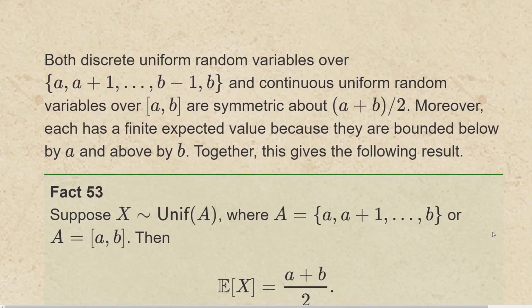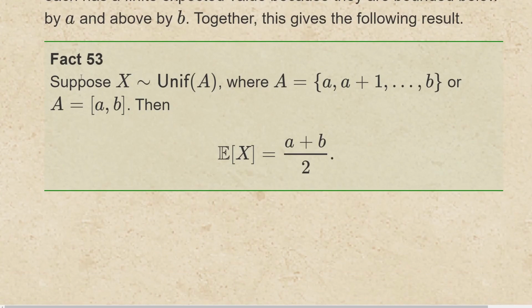Now both discrete uniform random variables over the integers from a up to b and continuous uniform random variables over all real numbers from a up to b are symmetric around the center of this interval, which is the quantity (a plus b) over 2. Moreover, each has a finite expected value because they are bounded below by a and above by b. Together, this gives the following result. If I have a random variable X, which is uniform over a set A, and A is the integers from a up to b, or A is the real numbers from a up to b, then the mean of X is just the average of the endpoints, a plus b in the numerator over 2 in the denominator.